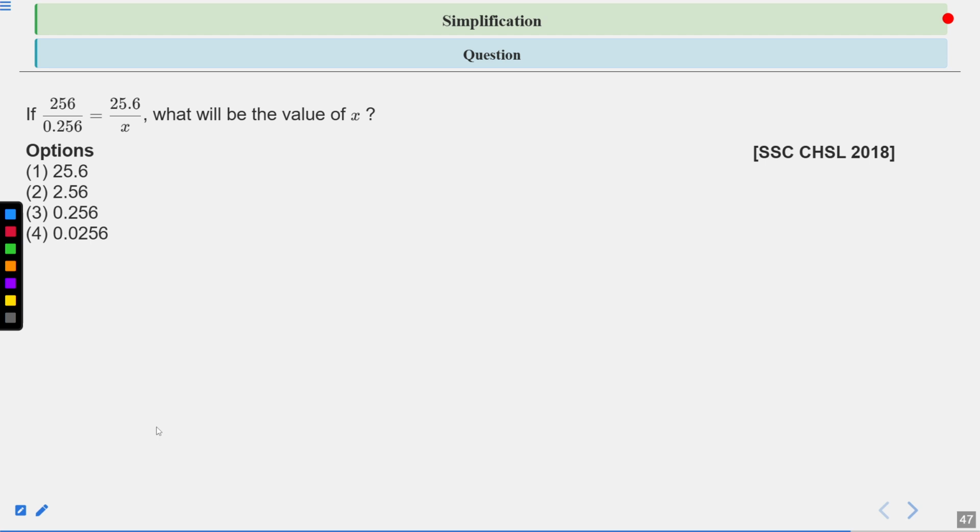If 256 divided by 0.256 equals 25.6 upon x, what is the value of x? This question was asked in the SSC CHSL exam in 2018. There are 4 options. First one is 25.6, second is 2.56, third one is 0.256 and fourth one is 0.0256. Now you have 10 seconds to solve this question. Your time starts now.